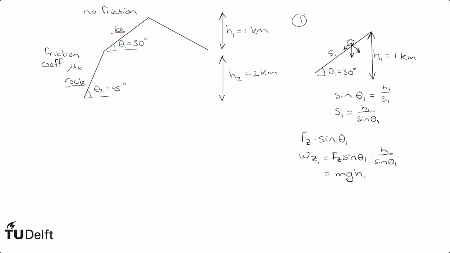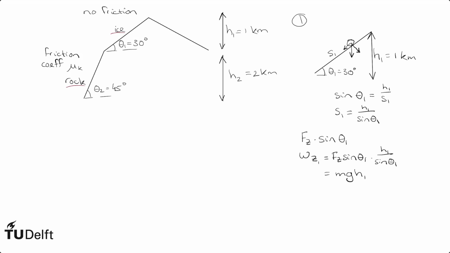We could have also guessed this by saying, well, we know that the total displacement in the vertical direction is this h1, this 1 kilometer, and that's exactly the direction that the gravitational force is working in. So we could have skipped calculating s1 and the component of the gravitational force along the surface and immediately written down m times g times h1. That works for the first part because there is only normal forces and gravitational forces here.